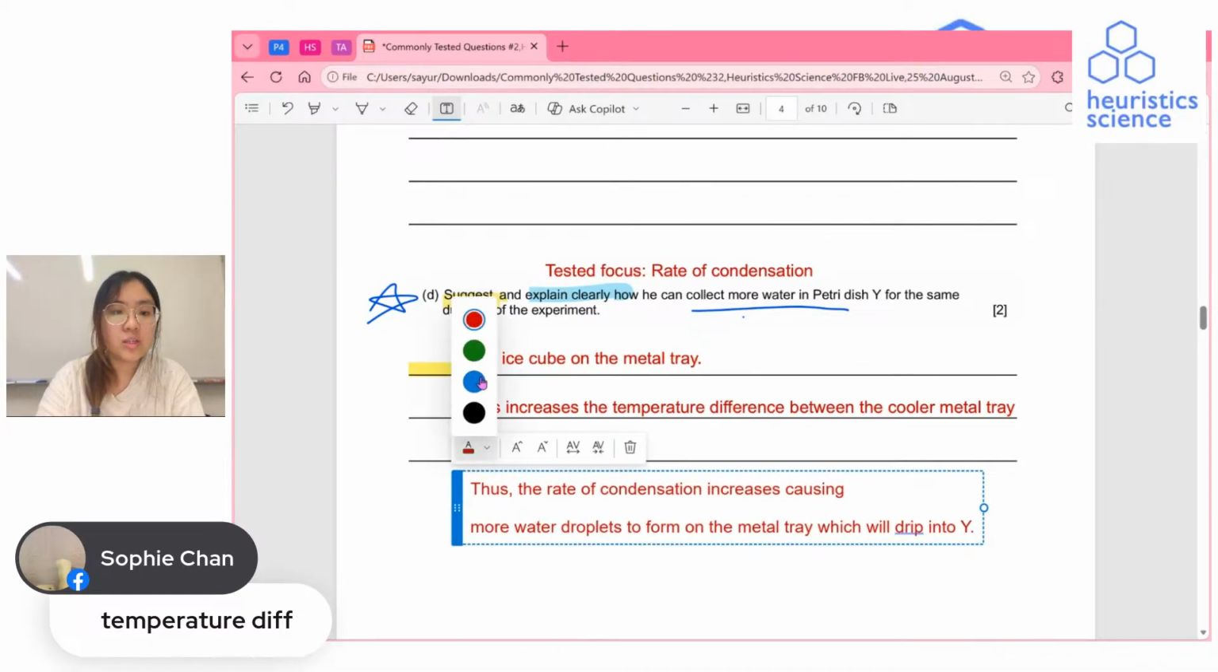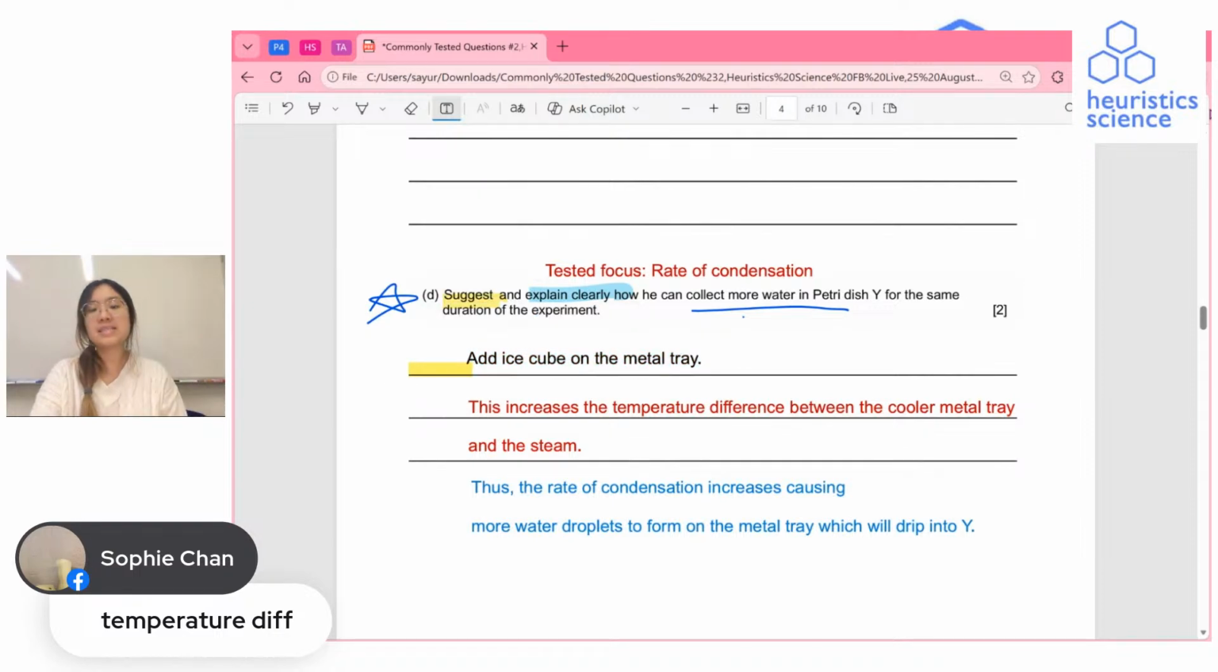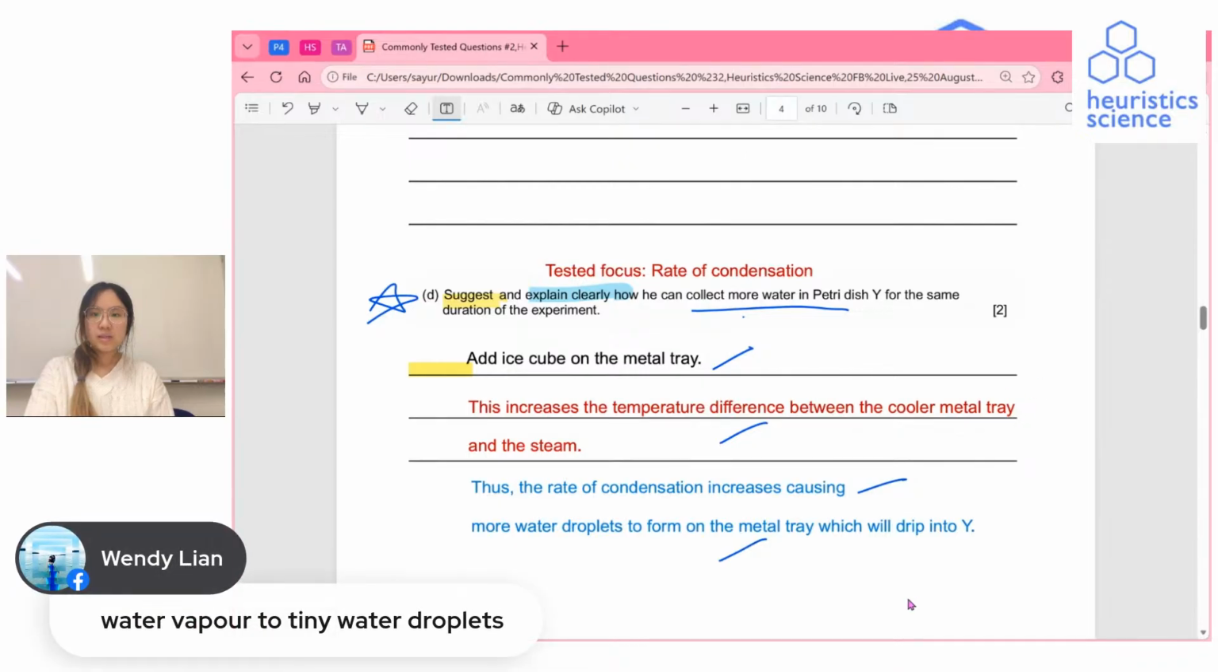Okay, so here are your answers. A three-part answer, but I can find four points: add ice, temperature difference, rate of condensation increases, more water droplets form on the metal tray. Water vapor to tiny water droplets. Remember that tiny water droplets is for mist and fog only.